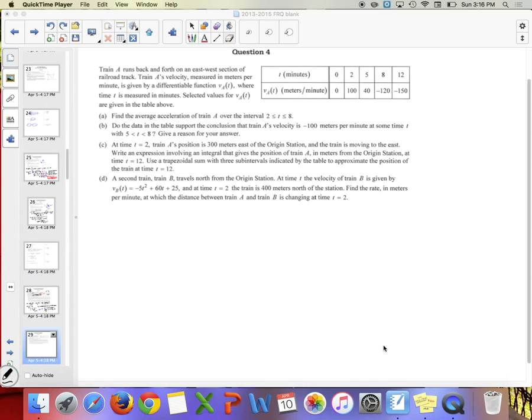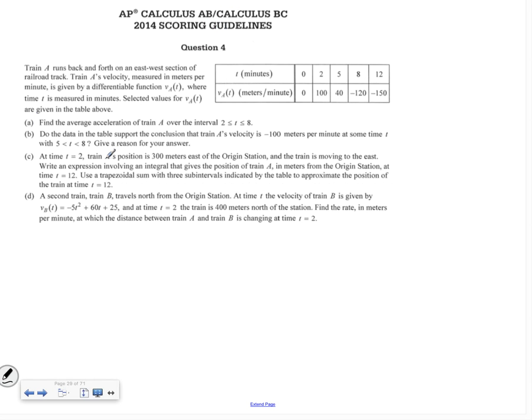C says at time t equals 2, train A's position is 300 meters east of origin station, and the train is moving to the east. Okay, so this is kind of confusing. Let me draw a little sketch here. So let's say we have the origin station. Very cheesy. And at time 2, you're already at 300 meters. So this is really like your starting position. So what we would write then is the position, so usually s or x or whatever, of train A at time 2 is equal to 300. So we know that.